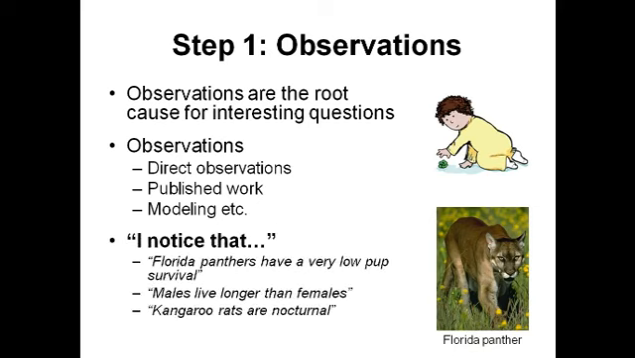Okay, so I'm gonna come up with 3 observations. My first observation is Florida panthers have a very low pup survival, and this is a Florida panther. It's one of the large carnivores in the United States, and there's a landlocked population in Florida, and it's an endangered species. But the sad story is their population keeps declining, mainly because of very low pup survival. And also we have observed that males live longer than females, again an observation, right?